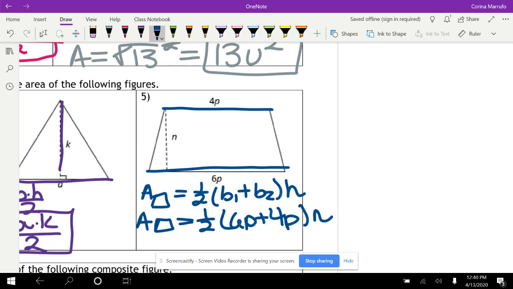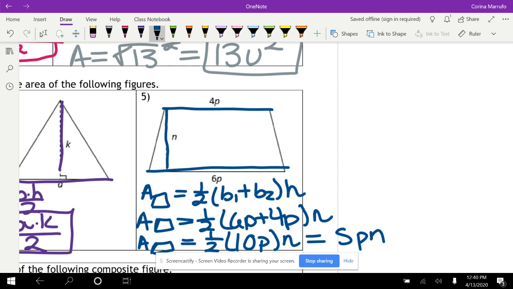They have it with the letter n. This is our height. So the area of our trapezoid is equal to 1/2. When we add the bases, 6 plus 4 gives us 10p times n. And then the last step is we take half of 10. We know half of 10 is 5. And then p and n just stay like that. And that would be our expression for the area of this trapezoid.